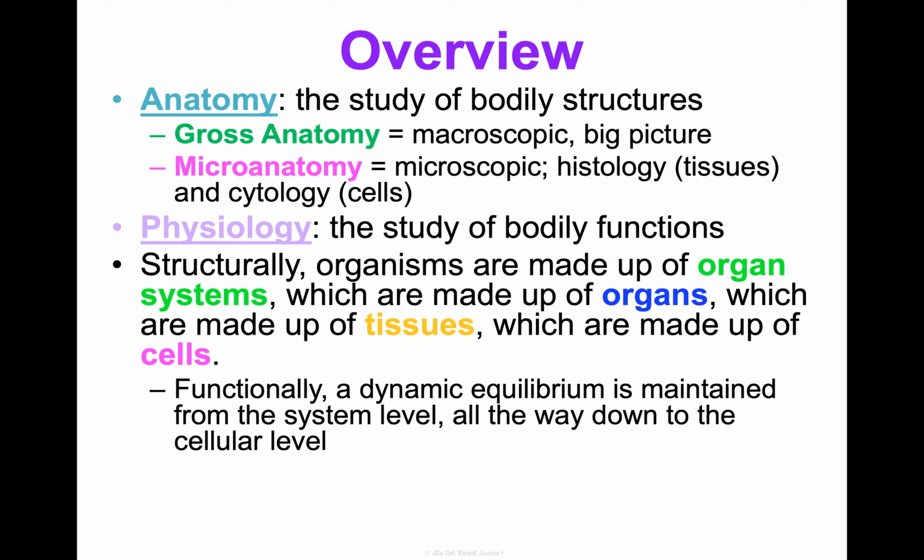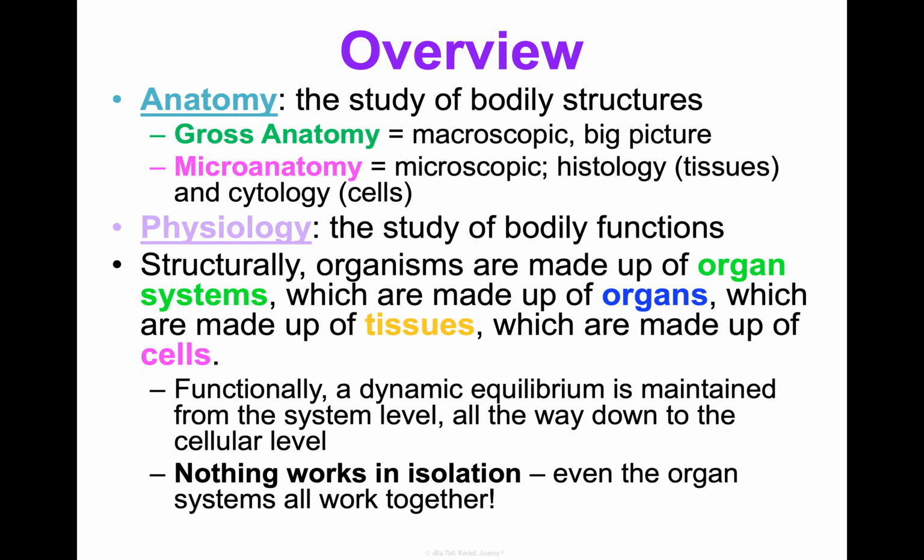Remember, we talked about in concept 2 that functionally we have a dynamic equilibrium that's happening. So it's not static. We're not always constantly stable. Things ebb and flow within a range. And that is maintained at that organ system level, at that gross or macro level, but it's also maintained all the way down to a cellular or micro level. So we're going to be talking about every level in every unit and in every concept. They're all going to come up. They're all going to be incredibly, incredibly integrated. Nothing is working in isolation.